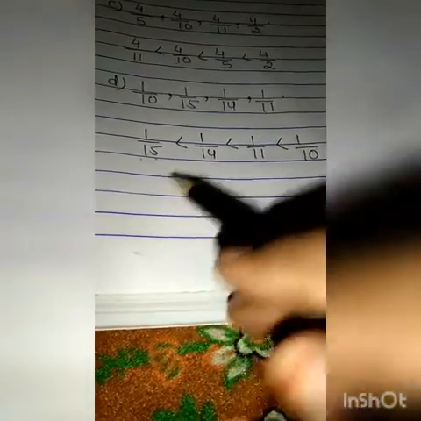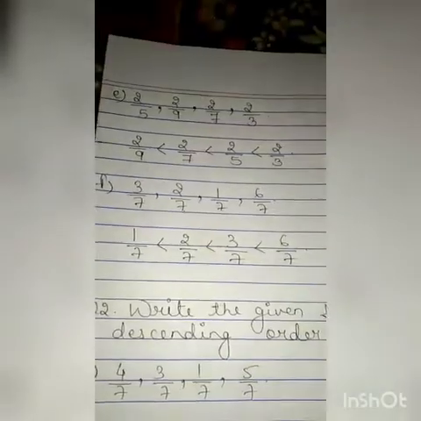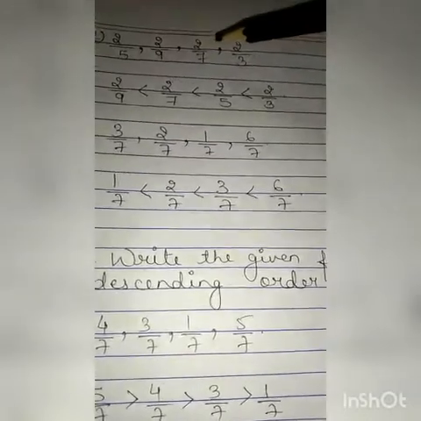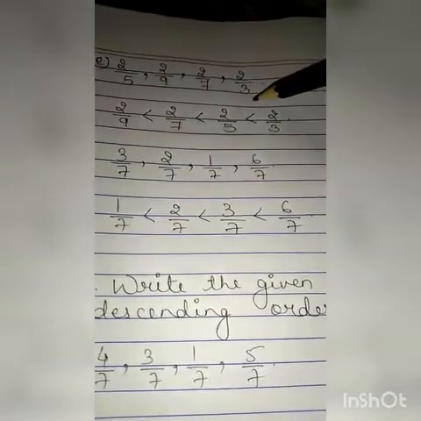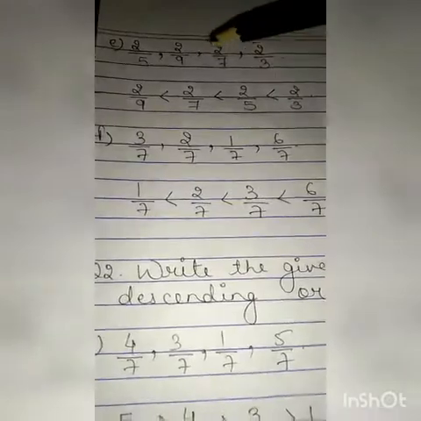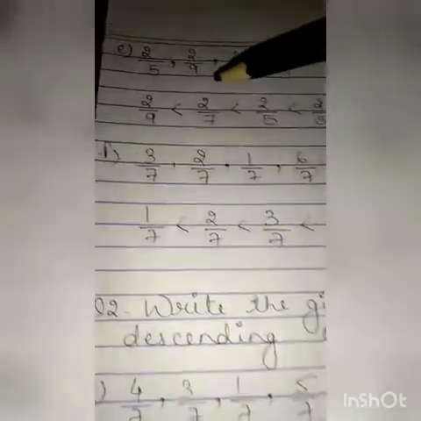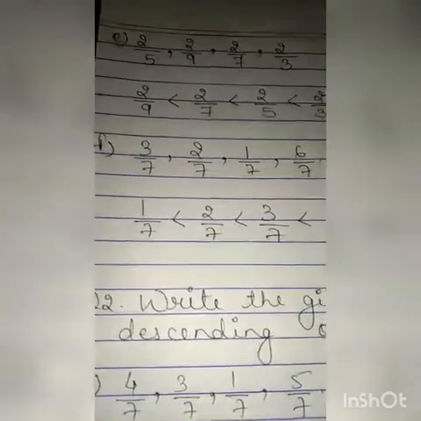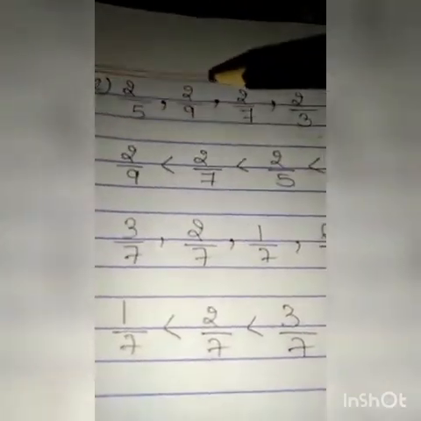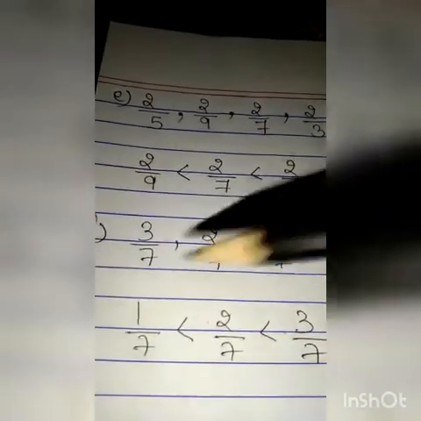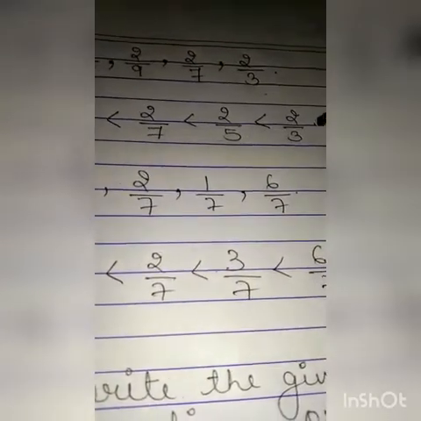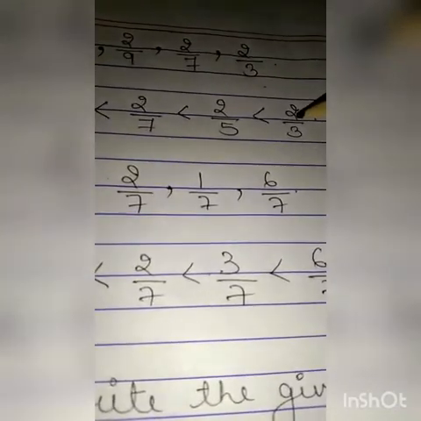Now question number E. Question number E is 2 upon 5, 2 upon 9, 2 upon 7, 2 upon 3. This question is the same as question D. So which one has the greatest denominator? 9. So we will write 2 upon 9 at first. 2 upon 9, after that 2 upon 7, after that 2 upon 5, and the last is 2 upon 3, which is the greatest one.